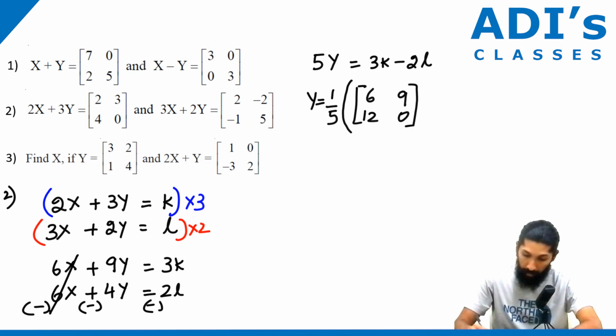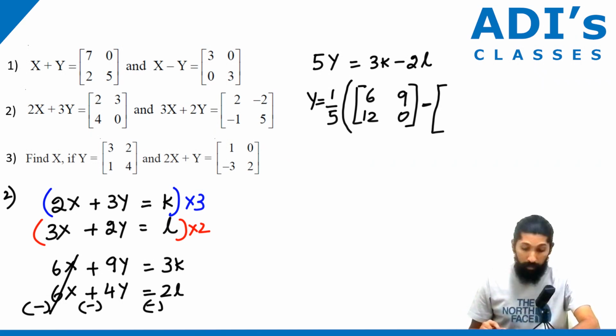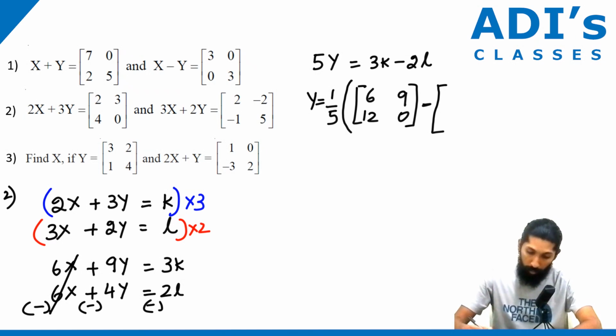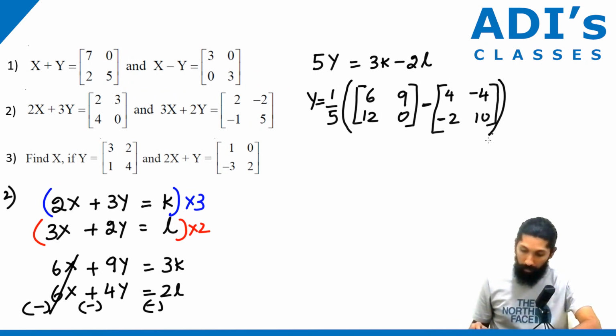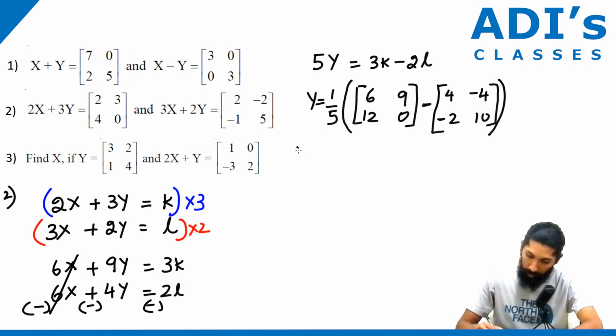This is 3k minus 2 times of L. L value is what? 2, minus 1, 5. So 2 into 2, 4, minus 2, and then 10. So you are going to have a value like this. Now what do we do? Subtract. So y value becomes 1 by 5. 6 minus 4, 2. 9 plus 4, 13. 12 plus 2, 14. 0 minus 10 is minus 10.